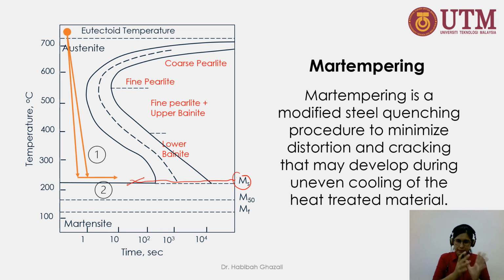So at this holding time, the structure inside and outside will have the same temperature by the time they end this soaking process here. And then they will quench it to room temperature straight away. So all of the austenite will transform again to martensite. So with this, we still form martensite, but with less distortion, less stresses and strain generated inside the materials. And as we know, martensite is very brittle.